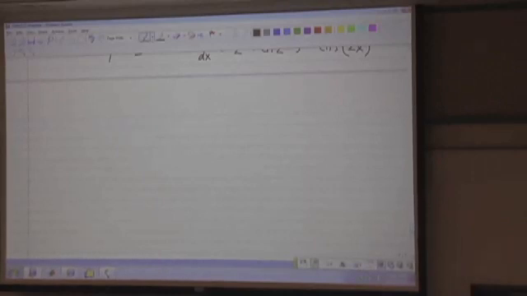here's the idea. Hyperbolic trigonometric functions are defined the following way. Sinh of x is defined to be e to the x minus e to the minus x over 2. And cosh of x is defined to be e to the x plus e to the minus x over 2.